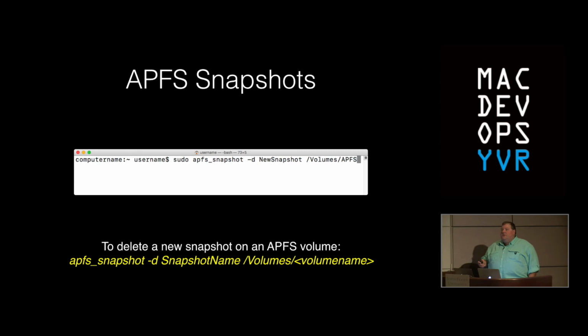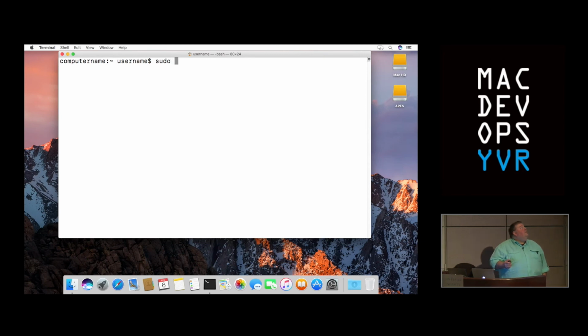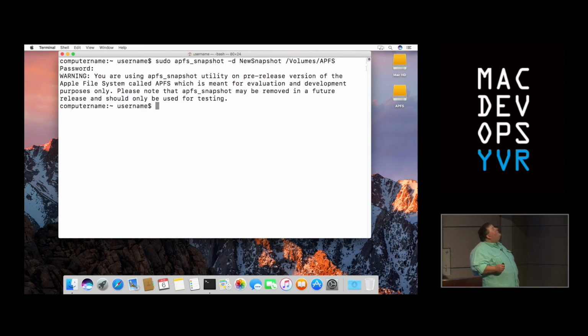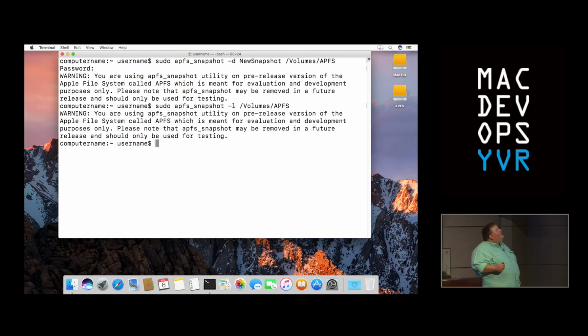And to delete a snapshot on an APFS volume on Sierra, you would run the command shown on the screen with root privileges. So we're going to run sudo apfs_snapshot -d, and we're going to specify that we want to delete new snapshot from /Volumes/APFS. All right, put in our password for sudo. And just to make sure that it is gone, we're going to run sudo apfs_snapshot -l for /Volumes/APFS. And sure enough, here we get our warning, but now there's no listing underneath the warning.